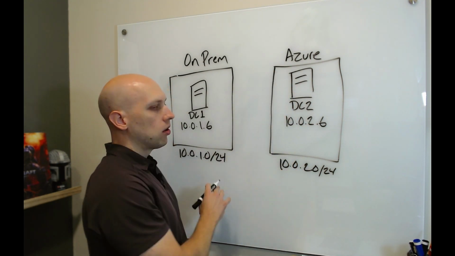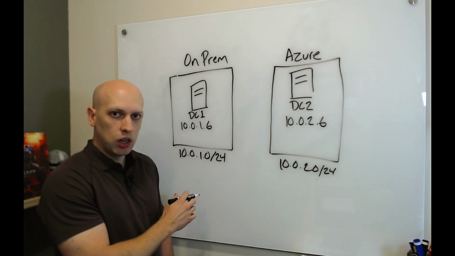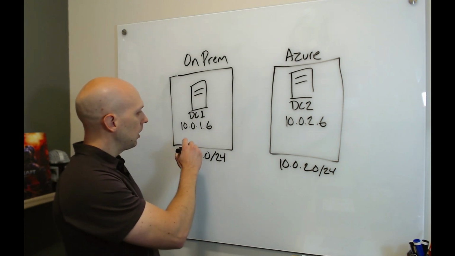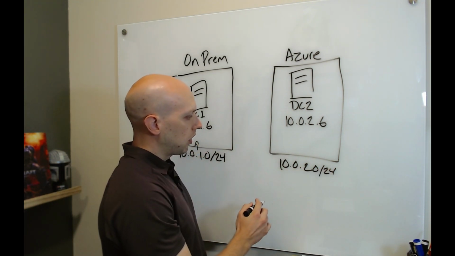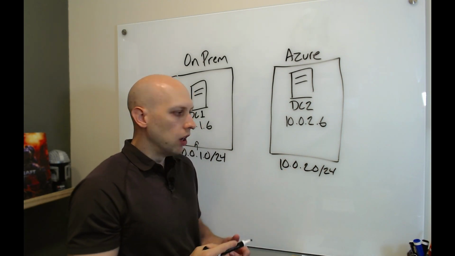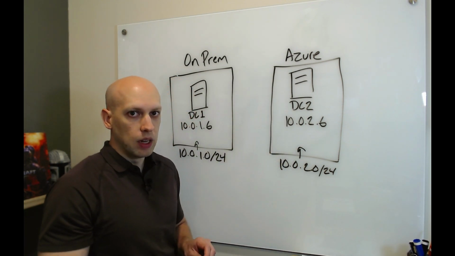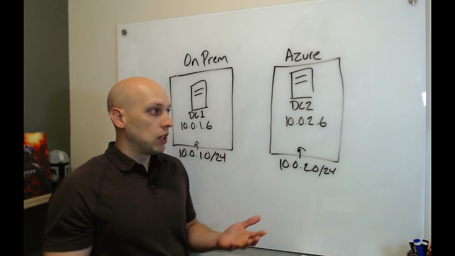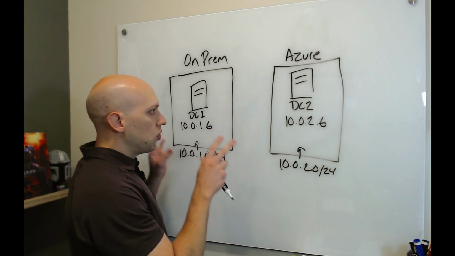And now I have localized any traffic that is originating from 10.0.10/24 is automatically going to hit this site and use DC1. And any traffic that's coming from 10.0.20, which is my theoretical Azure network, is going to use the Azure DC and hit that traffic. When it comes down to Active Directory sites, this is really it. It's not complicated.